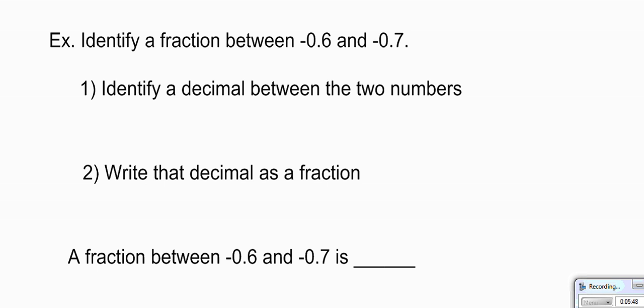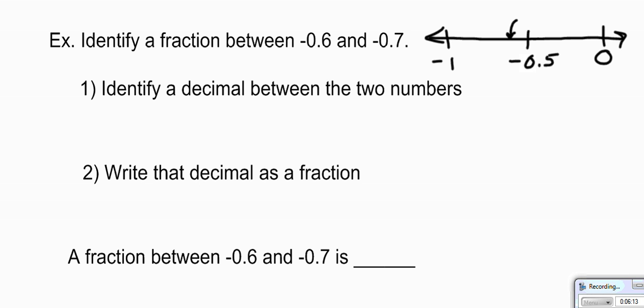All right, so this is your first new example for this lesson. And this example is asking you to find a fraction between the decimals negative 0.6 and negative 0.7. So if we think of these two values, just on a number line, we've got 0 over here, and then let's say that this is negative 0.5, and this is negative 1. We have negative 0.6, and then negative 0.7. So we need to think of something that's in between.